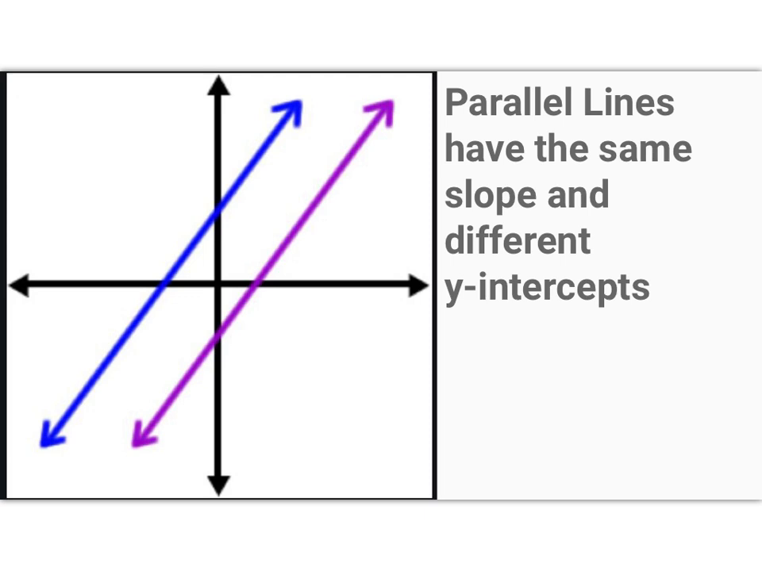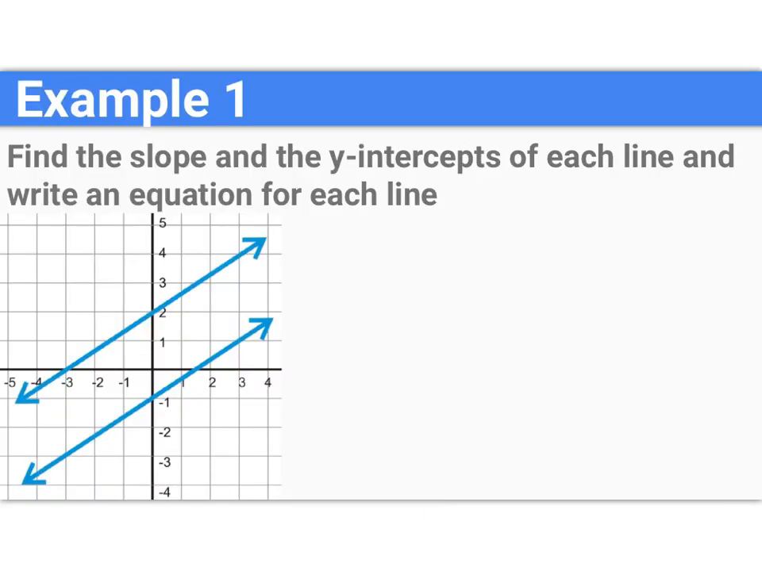Parallel lines have the same slope and different y-intercepts, which means that the slope, the change in y divided by the change in x, is the same for both lines. And they will never, ever cross each other in the same plane. Okay, find the slope and the y-intercepts of each line and write an equation for each line.